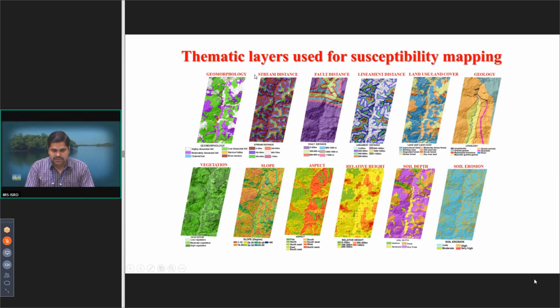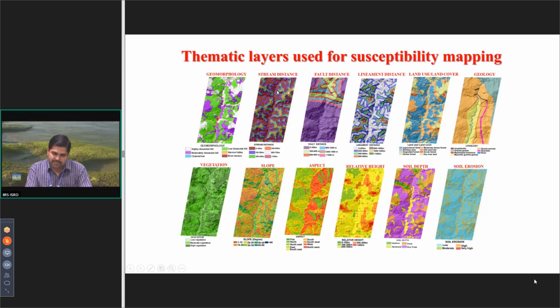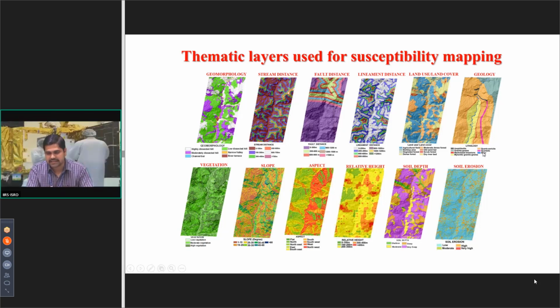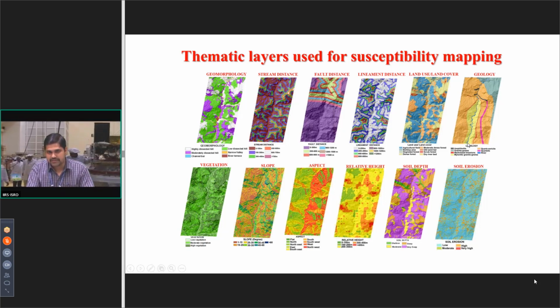Then only you can cross it. So geomorphology, stream, faults, lineament, land use, land cover, geology, all these layers put together. How do I put it together? First, each of these layers will be called a thematic layer, and in this thematic layer these are the classes. So for geology, suppose there are seven rock types, so seven classes. These seven classes make my geology thematic layer.